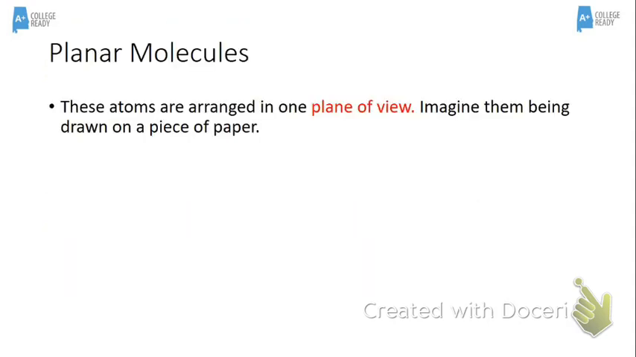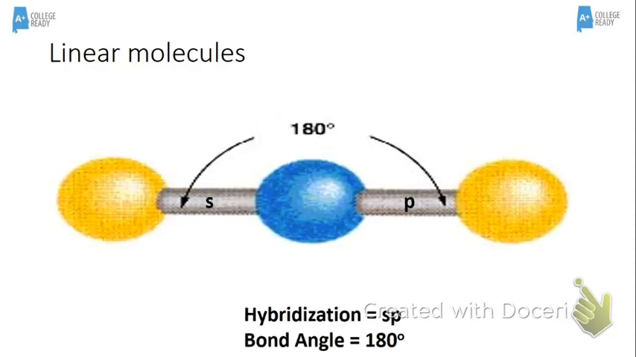So let's get into molecular geometry. That's why we're here today. Planar molecules are arranged in one plane of our system. Remember, these molecules are three-dimensional, but all of those atoms lie in a single plane. Such planar molecules are linear, and they have a separation of 180 degrees from each other.